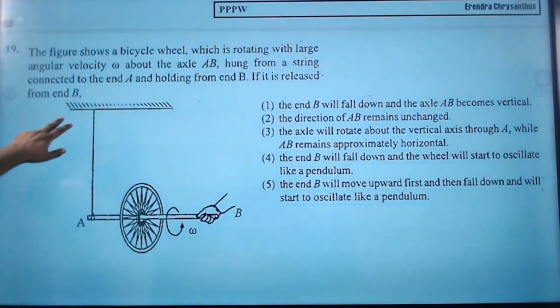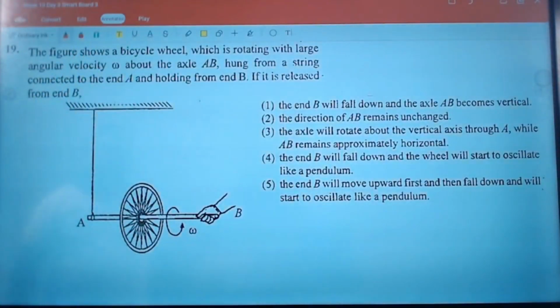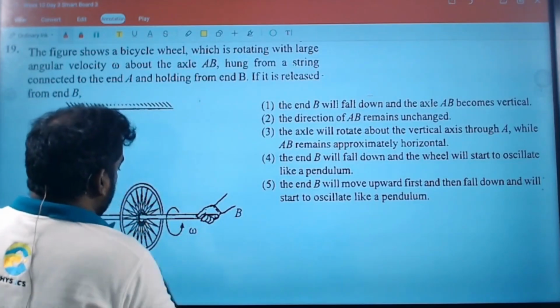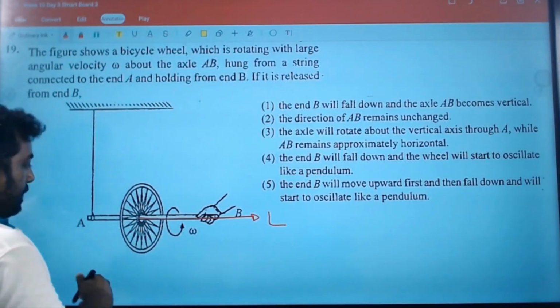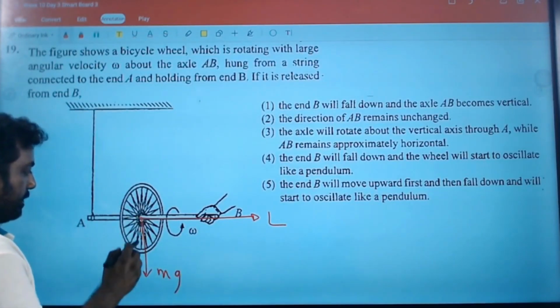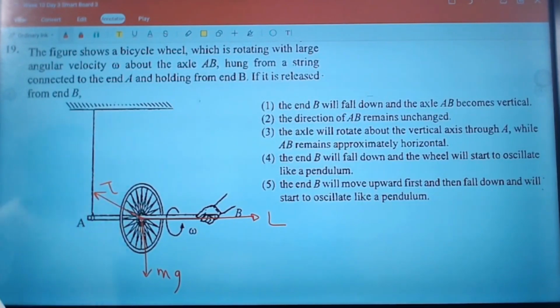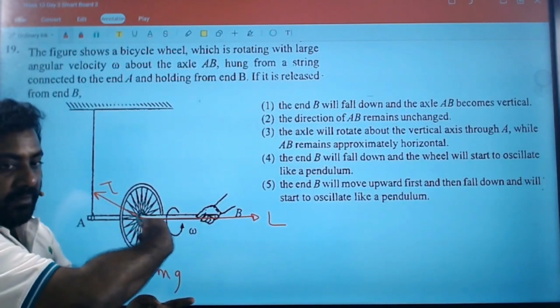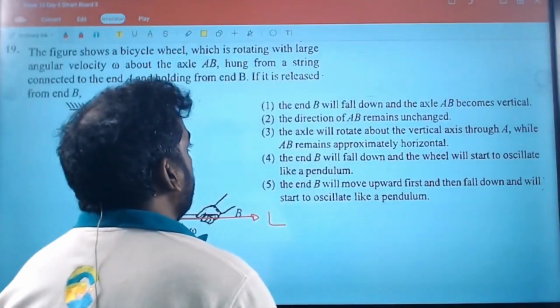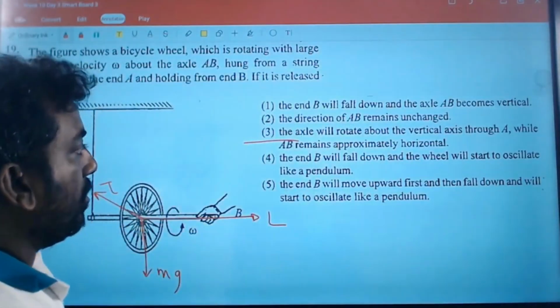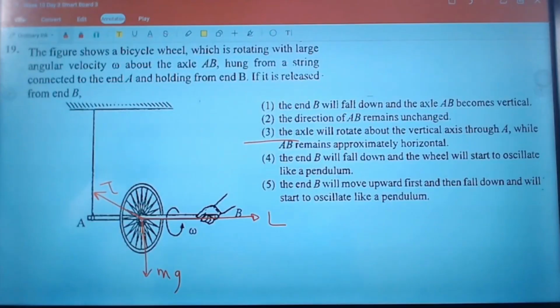Question number 19. The figure shows a bicycle wheel rotating with large angular velocity omega. Here there is angular momentum acting, and because of the weight, there is a torque acting. So angular momentum will always try to meet the torque, so it will rotate around without falling. The axle will rotate about the vertical axis through A, but AB remains almost horizontal.